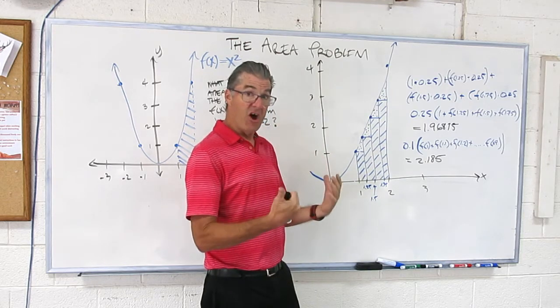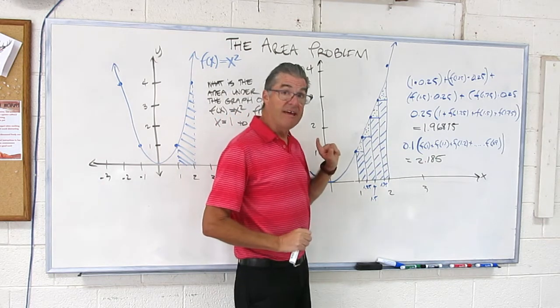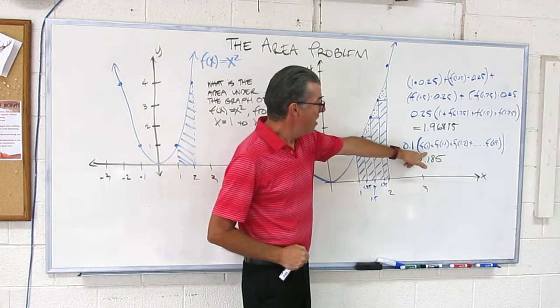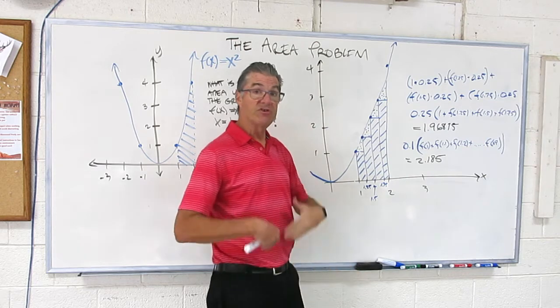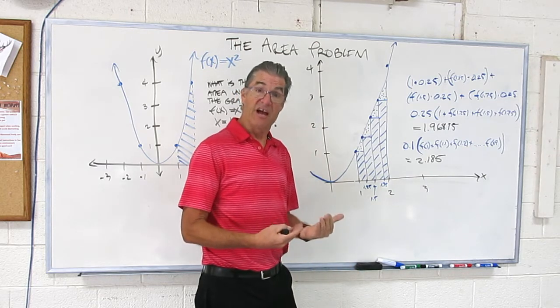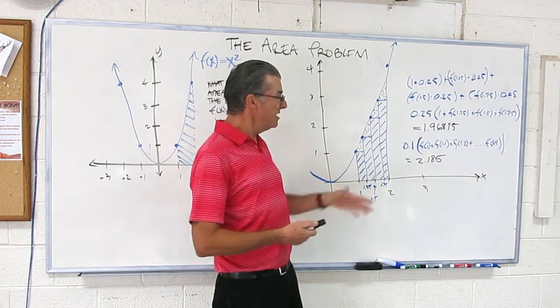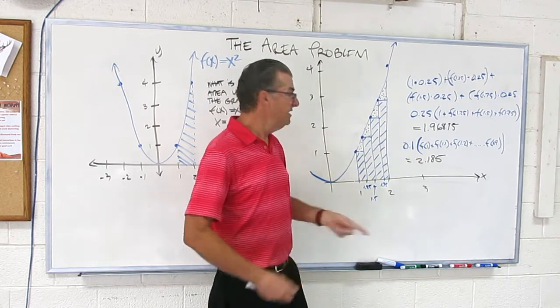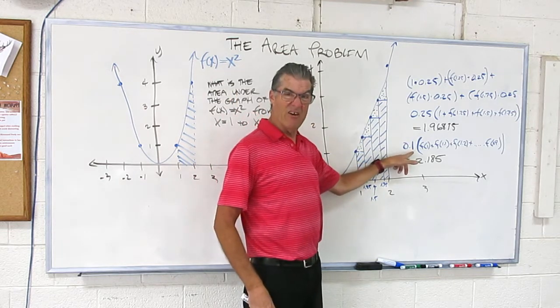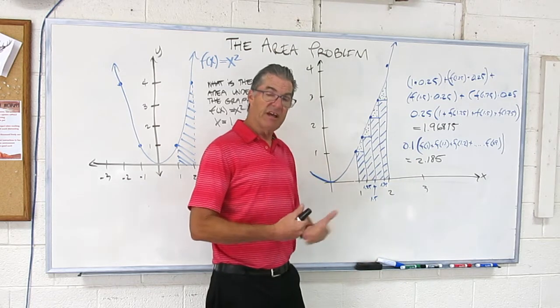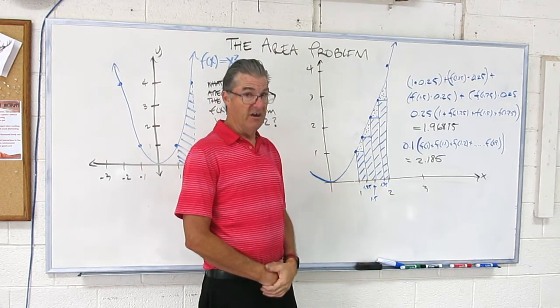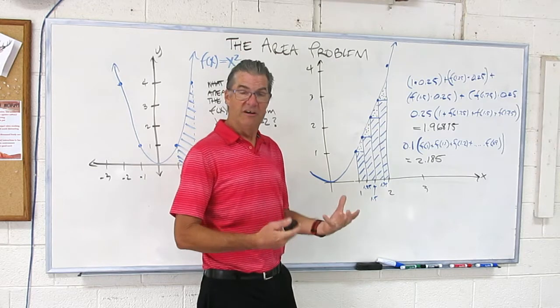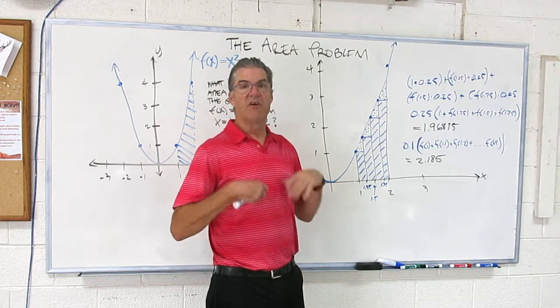Okay, if you thought, take the limit as the number of rectangles goes to infinity, you're exactly right. So we would take the limit of an expression like this and run the number of rectangles to infinity, run this number to getting very, very tiny, and you would actually be able to calculate the actual area. However, there's a quick way to do this, and this involves integrals.